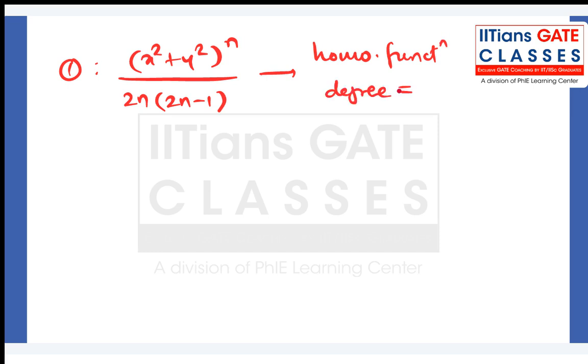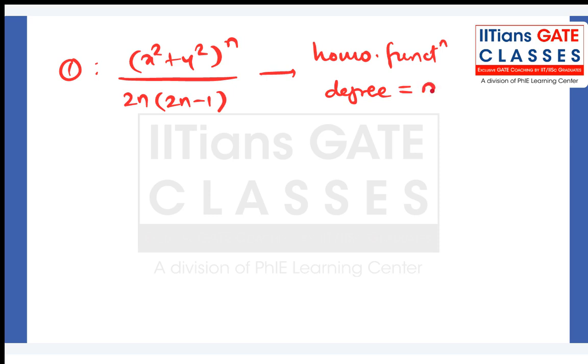Basically, again, you have to put x as lambda x, y as lambda y, and then you are supposed to write this as lambda power n into the original function. Okay, so that is the standard definition of homogeneous functions and how to find the degree of them. So if you do that exercise, you'll realize the degree is n here.